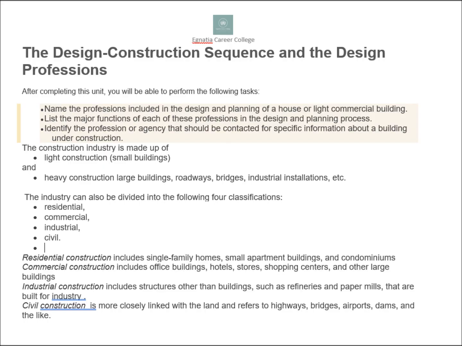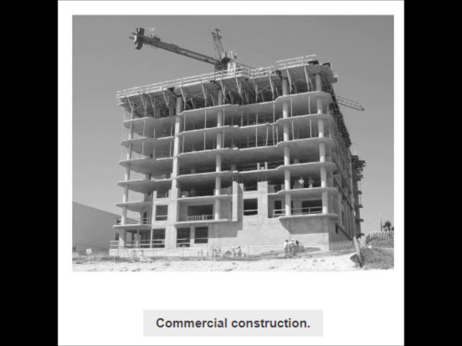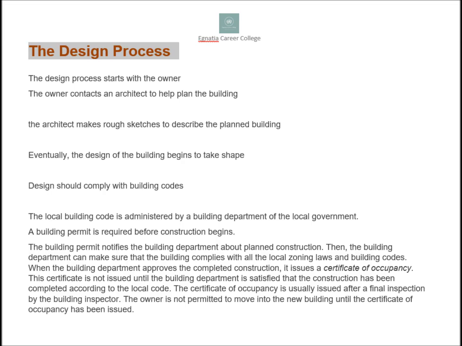The construction industry is made up of light construction, small buildings, and heavy construction, large buildings, roadways, bridges, industrial installations, etc. The industry can also be divided into the following 4 classifications: residential, commercial, industrial, and civil. Residential construction includes single-family homes, small apartment buildings, and condominiums. Commercial construction includes office buildings, hotels, stores, shopping centers, and other large buildings. Industrial construction includes structures other than buildings, such as refineries and paper mills, that are built for industry.